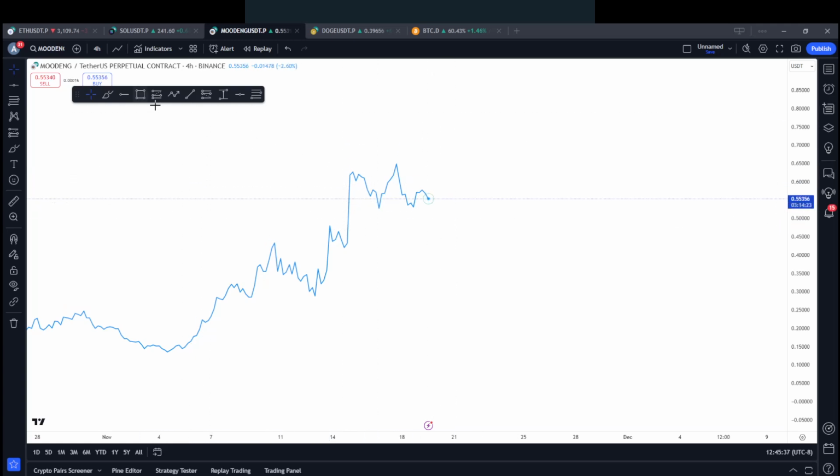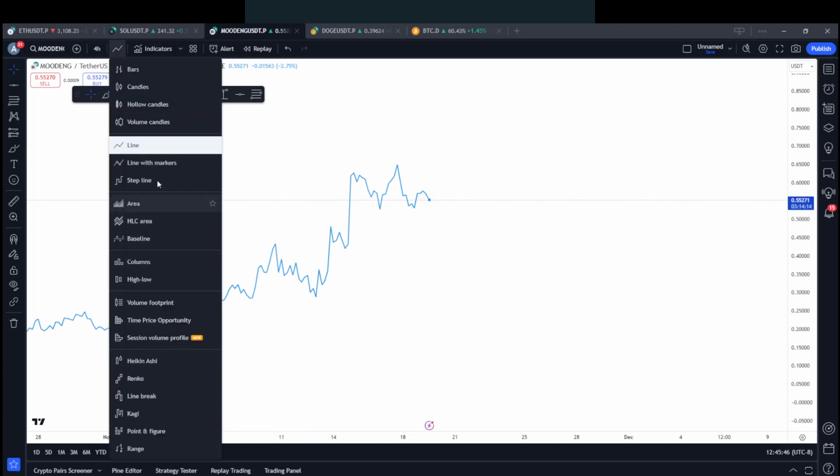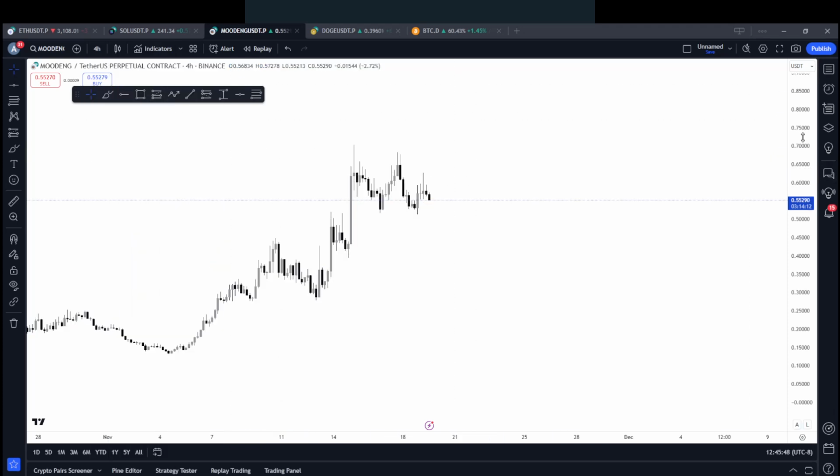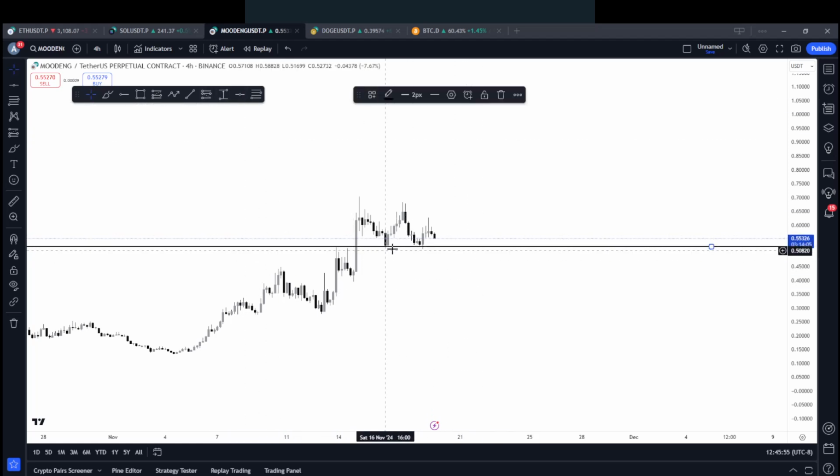Technically, we're still in an uptrend. Higher high, higher low, higher high, higher low. Okay, we could be at your support. This is the area I don't want to lose.